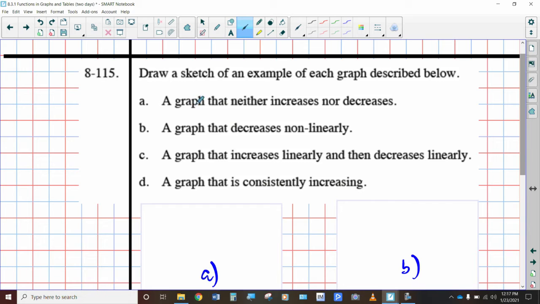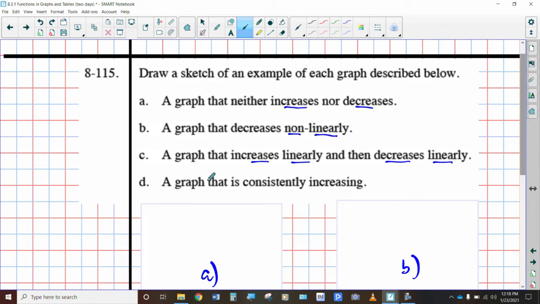So the first one is a graph that neither increases nor decreases. I'll underline that. A graph that decreases non-linearly, which means it doesn't form a straight line as it's decreasing. And a graph that increases linearly and then decreases. So it's got to increase for part of it with a straight line and then decrease for part of it with a straight line.